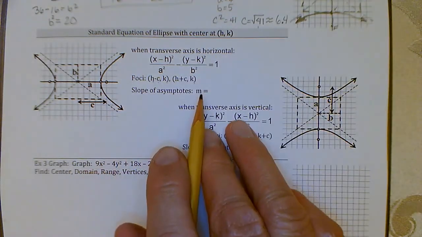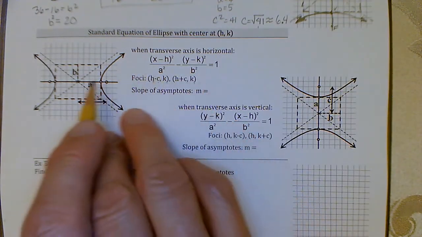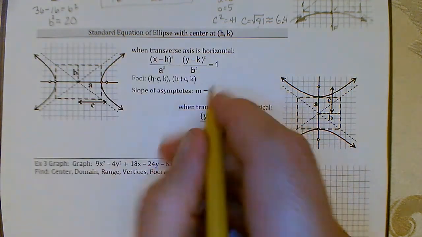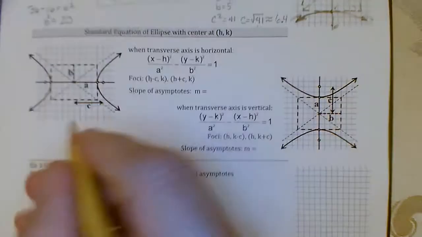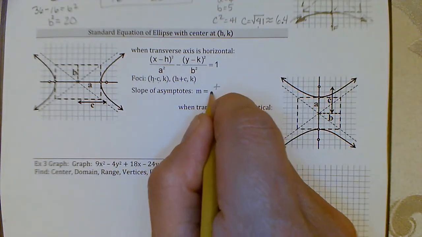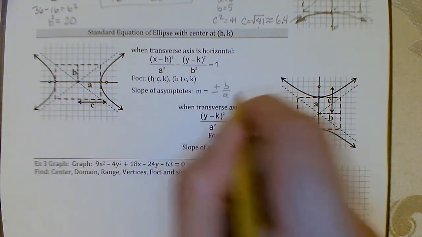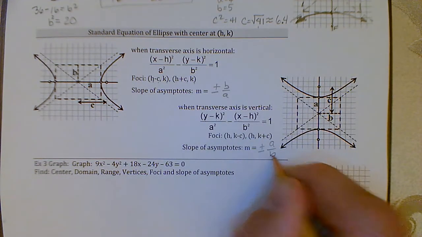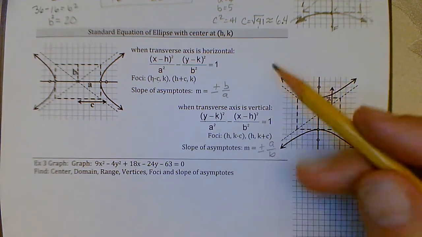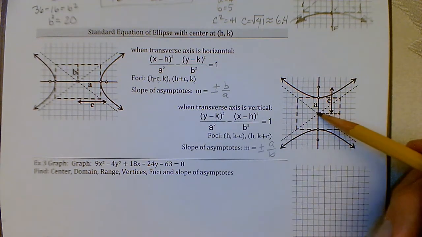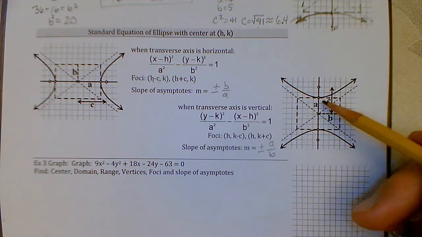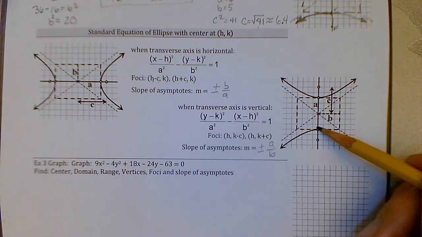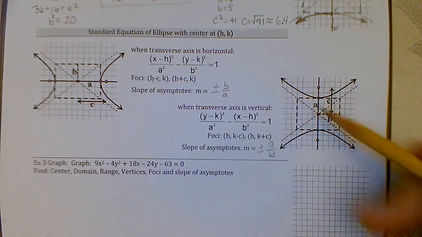The slope of the asymptote, similar to what we had before. So the slope of this is going to be b over a, but there's a positive and a negative, so we do plus or minus b over a, or plus or minus a over b, depending again on whether it's vertical or horizontal. The slope of that line is going to be a rise of a and a run of b, and then negative a, positive b to get the other one.